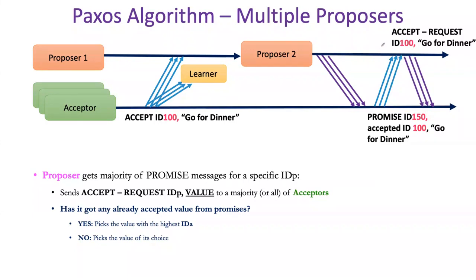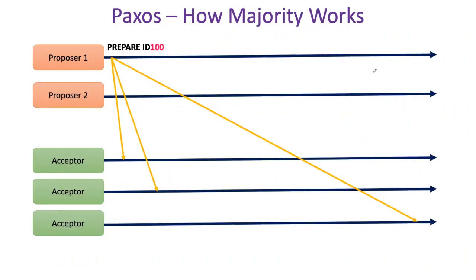proposer 2 will also accept that request and inform all the acceptors that it will also join with this accepted request, and they will go with the same value. So how does the majority work here? You can see there are two proposers, proposer 1 and proposer 2. Proposer 1 prepares the ID P and broadcasts it among the network users. It goes to all the acceptors, the majority of the acceptors.